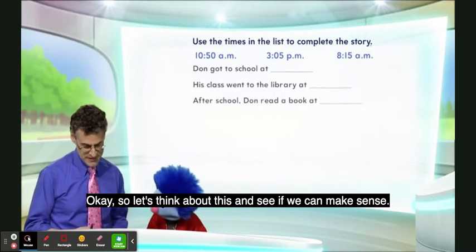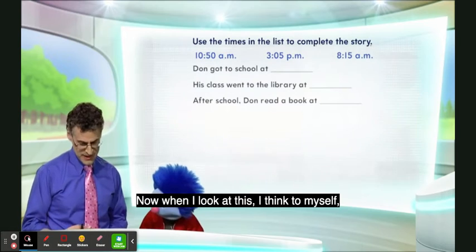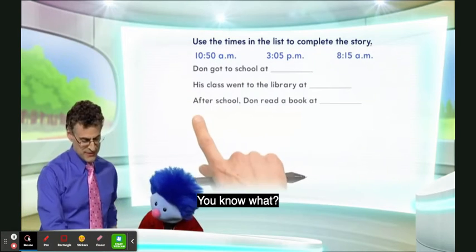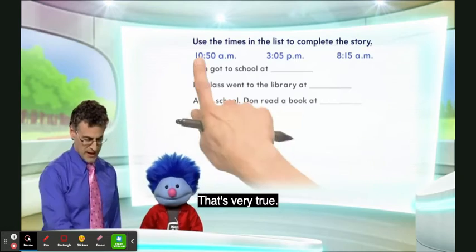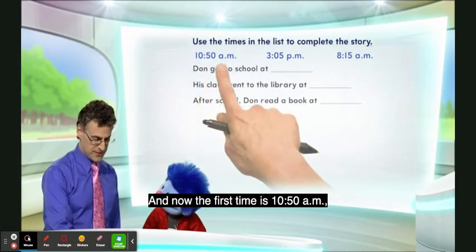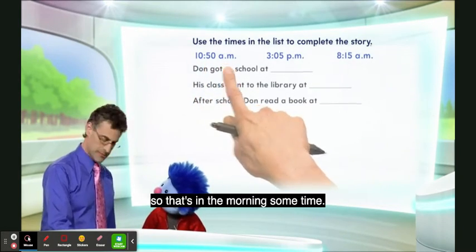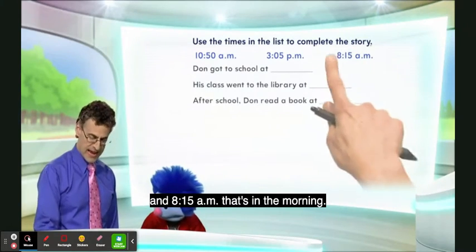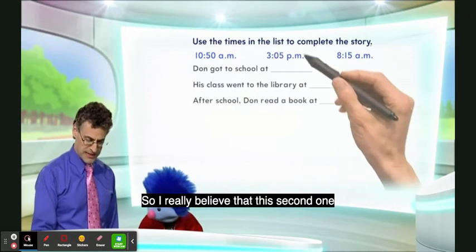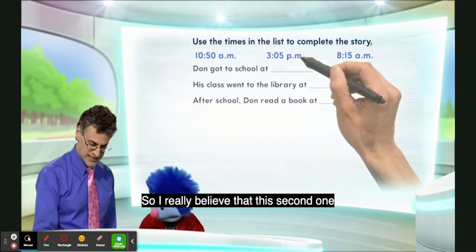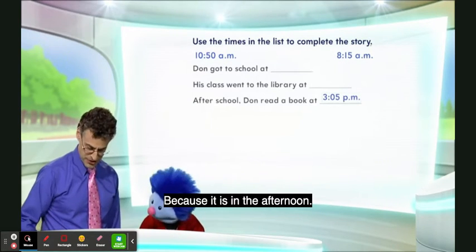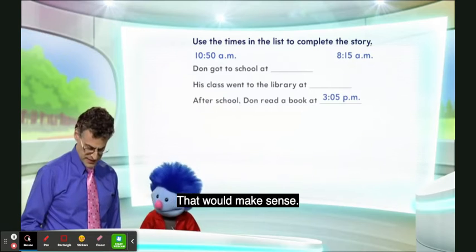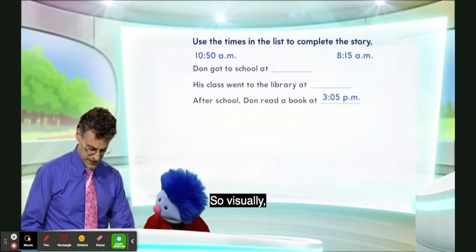Okay, so let's think about this and see if we can make sense. Now, when I look at this, I think to myself, if it's after school, it's going to be late in the day, isn't it? That's very true. And now the first time is 10:50 a.m., so that's in the morning sometime, and 8:15 a.m., that's the morning. So I really believe that this second one is actually going to be the one that goes way down here, because it's in the afternoon. And that would make sense. Let's just see what that looks like visually.